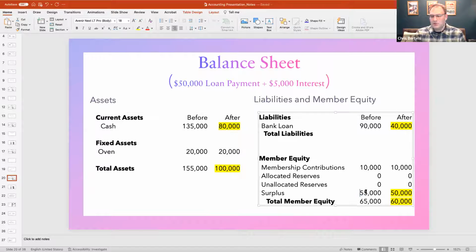And the surplus actually went down from 55,000 to 50,000. So that basically means that 5,000 less is owed to the members. The members are eventually going to receive $5,000 less. And the next slide, this is actually from the income statement. We're going to show on the income statement why this number is now 50,000.